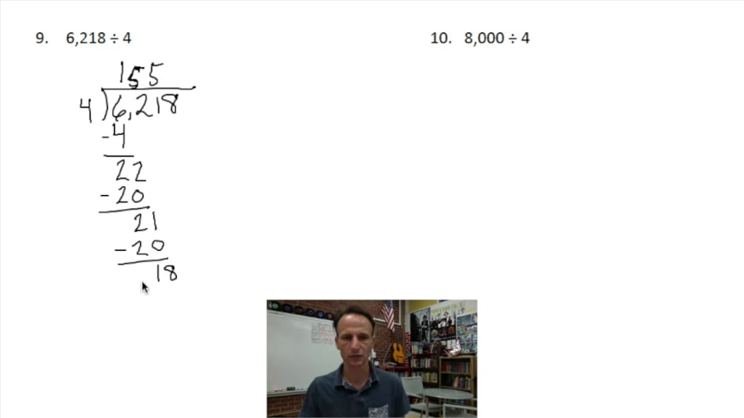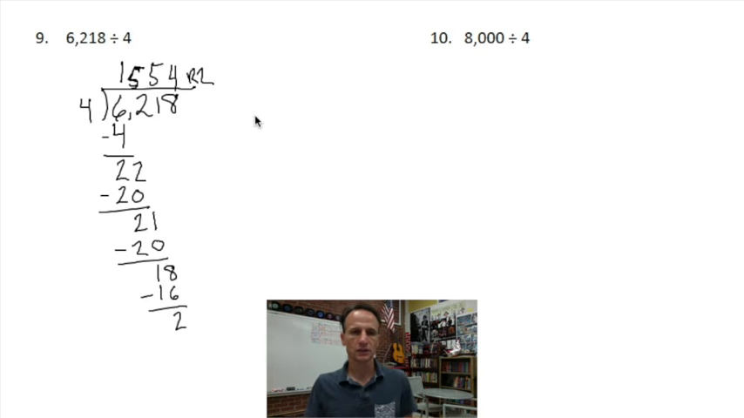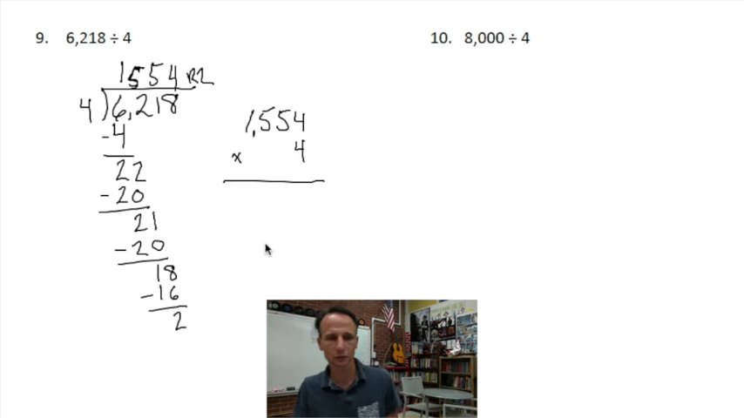So how many 4s in 18? Yes, there are 4, because 4 times 4 is 16, which when we subtract, we see will leave us with a remainder of 2. So to check this, we take our 1,554, and we're going to multiply that by our divisor of 4. We should get the quotient after we add in our remainder.